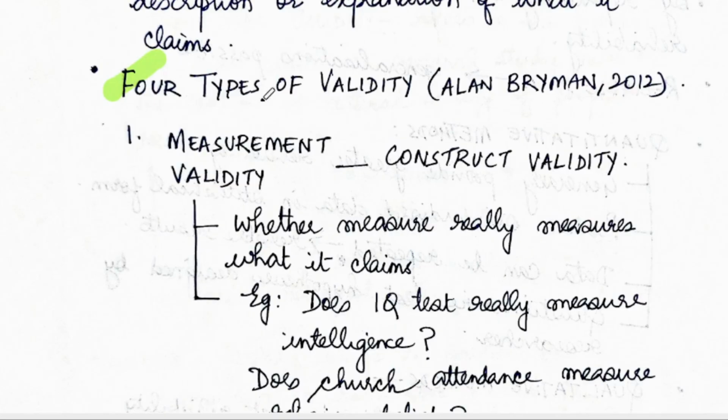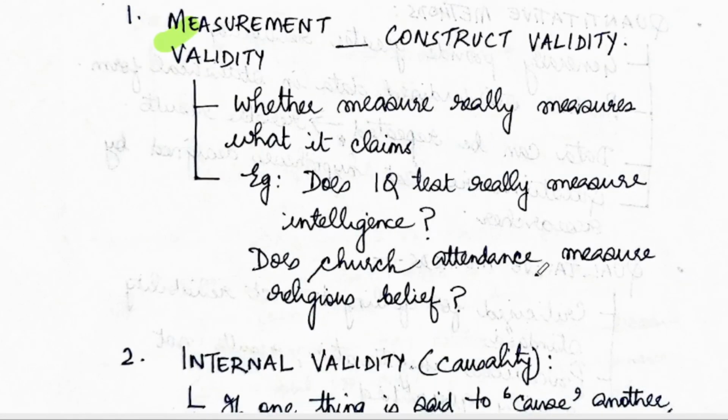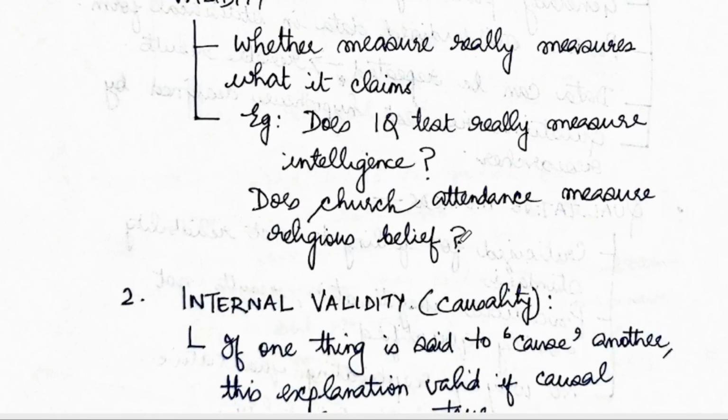Now we come to the four types of validity. First is measurement validity. This asks, does my measure or measuring tool really measure what it claims to? For example, does IQ test really measure intelligence or just memory skills? Does church attendance measure religious beliefs or only habit?